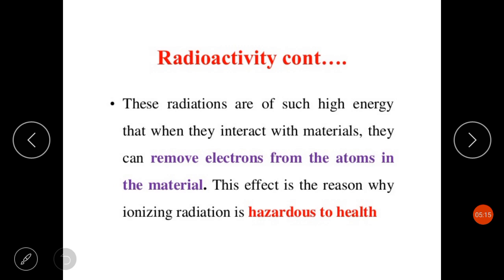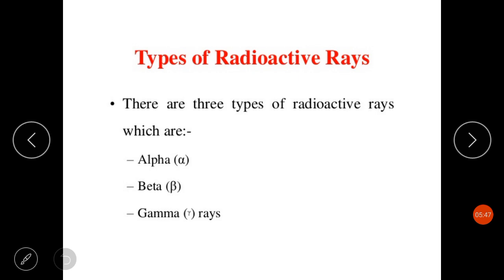The ability of each type of radiation, that is alpha particles, beta particles or gamma rays, to pass through matter is expressed in terms of its penetration power. The more material the radiation can pass through, the greater is the penetration power and the more dangerous those radiations are. As I have told you, the types of radioactive rays are alpha rays, beta rays and gamma rays. Let's study each of these rays in detail.